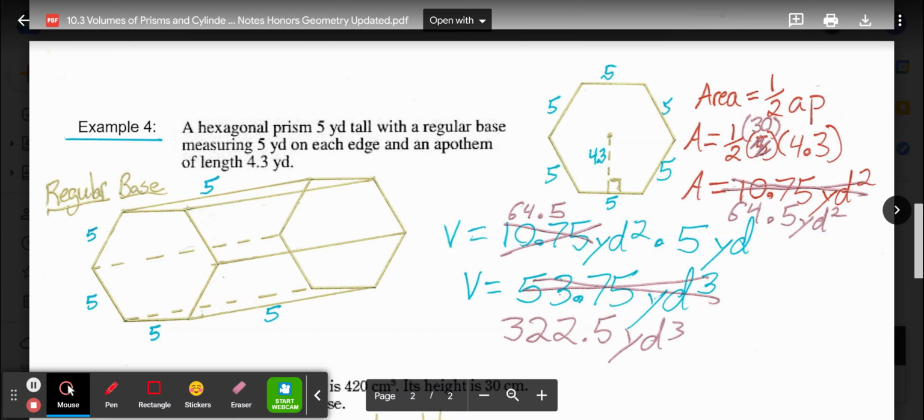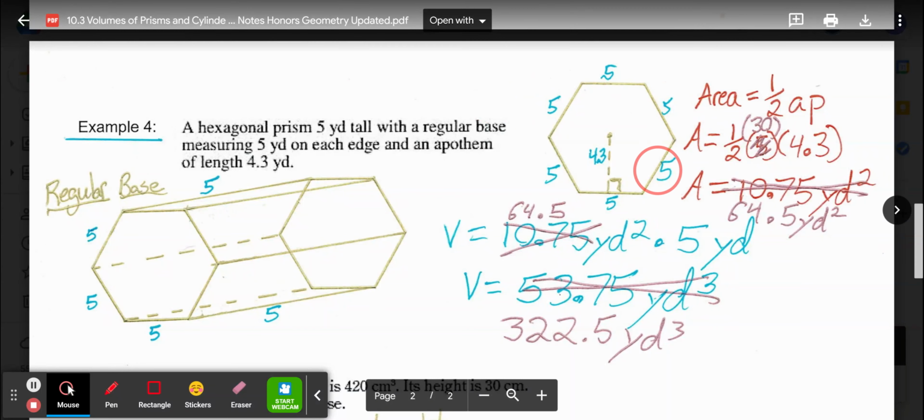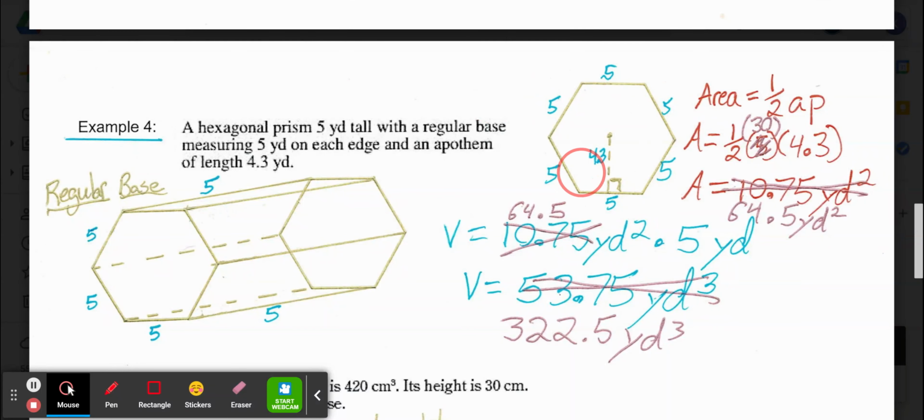So in this case, we have our hexagonal prism that's 5 yards tall. So height of the prism, 5 yards. The base, each edge is 5 yards, and it was that regular hexagon. So we have a hexagon, each side being 5 yards. And then we have the apothem, which is 4.3 yards.